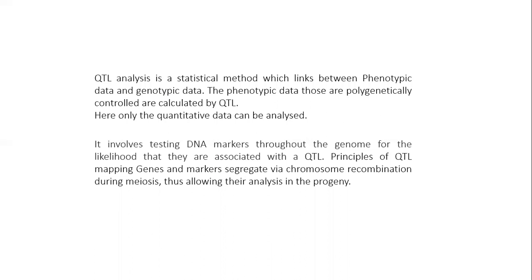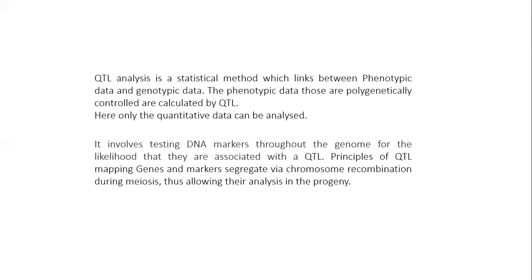It involves DNA marker testing throughout the genome for the likelihood that they are associated with a QTL or not. The principle of QTL mapping is that genes and markers segregate via chromosome recombination during meiosis, thus allowing their analysis in the progeny. The linkage means the chance of segregation. Whether two genes are linked or not depends on the percentage or degree of their segregation.